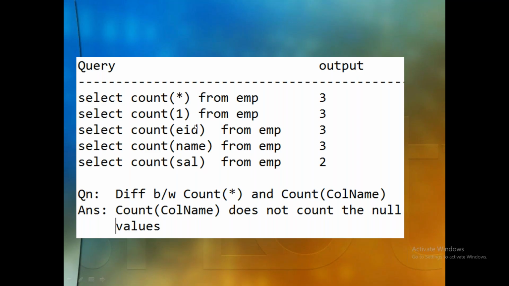But when you say count employee ID, employee name, employee salary, then there is an issue. In case that column has null values, you will have a lot of issues there. Am I clear? So this question we can easily answer. You never say count star is slow, count one is very fast.